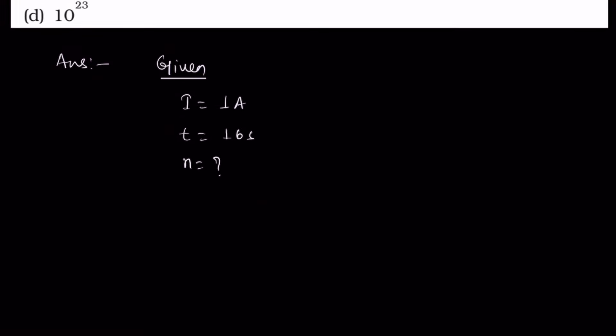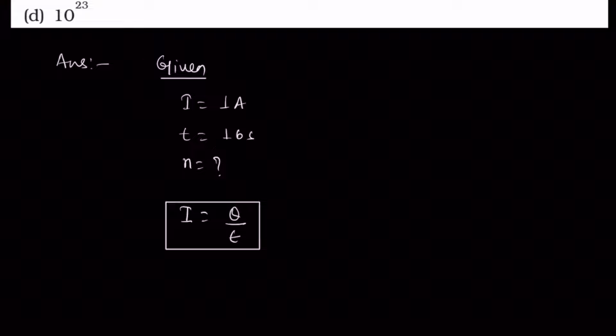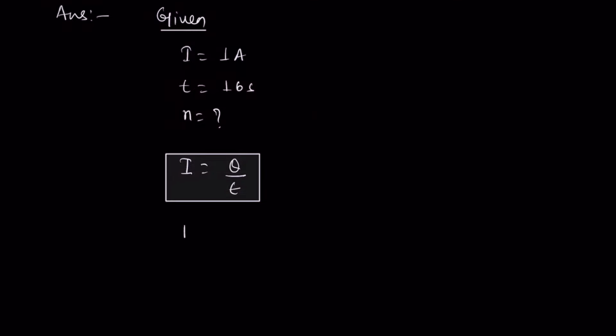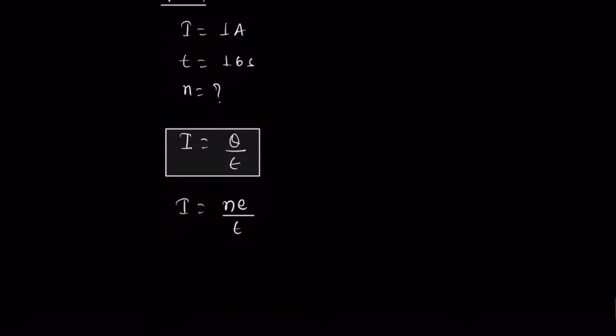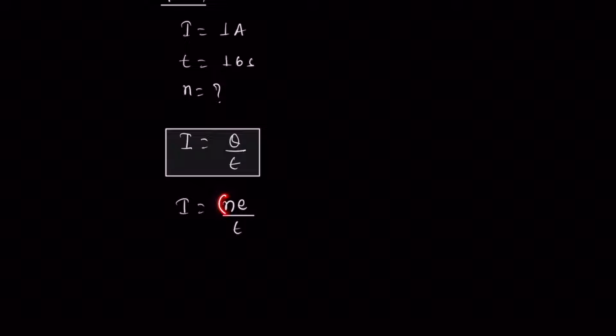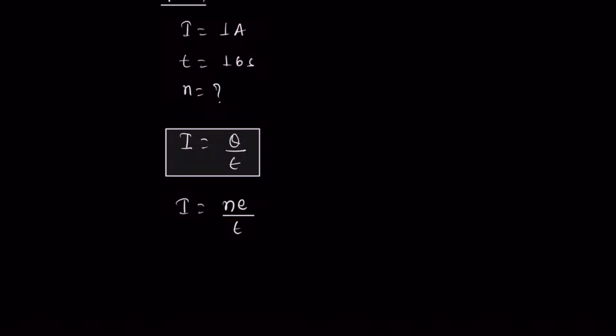So previously I explained to you the formula of current, I is equal to Q by T. Based on that, I derived one more formula, I is equal to NE by T. So in this question, we have to find N. Current is 1 ampere, N we have to find.